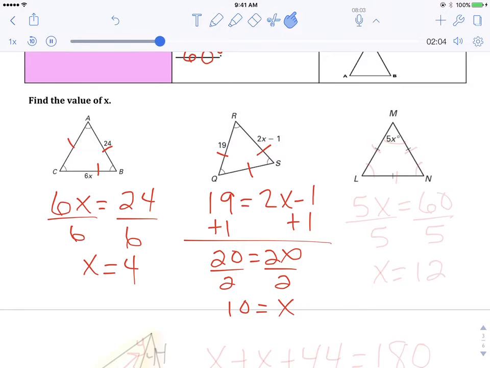In the last example, we're told that all three sides are congruent. So if we know that all three sides are congruent, that means that all three angles would also be congruent. We also know that all three angles would be equal to 60 degrees since it is an equilateral triangle and an equiangular triangle. So I can set 5x equal to 60. Divide both sides by 5, so x is 12.